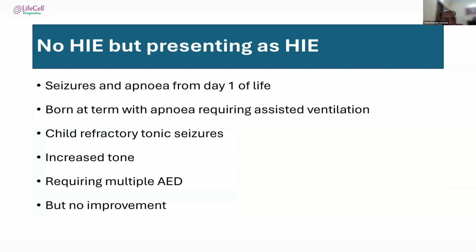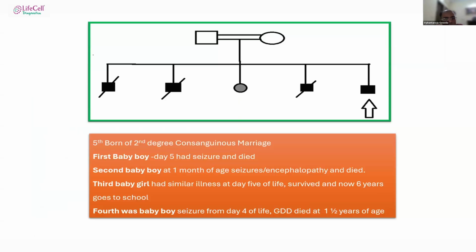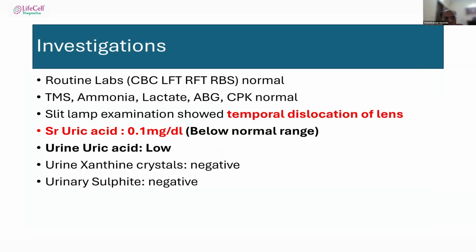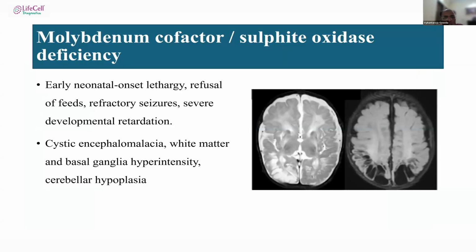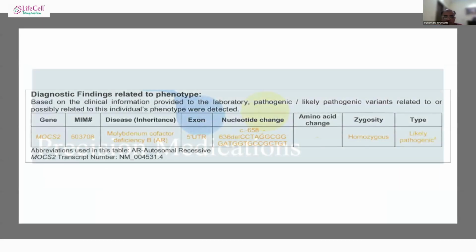Sometimes you will also face an HIE-like phenotype. The MRI shows features like HIE, and you can consider refractory epilepsy in the early part of the newborn admission, but the MRI shows HIE while clinically there is no HIE. So the genetic test is important in that category. The most common are molybdenum cofactor deficiency or sulfite oxidase deficiency. Diagnosis is very important because the treatment and outcome differ compared to normal HIE.